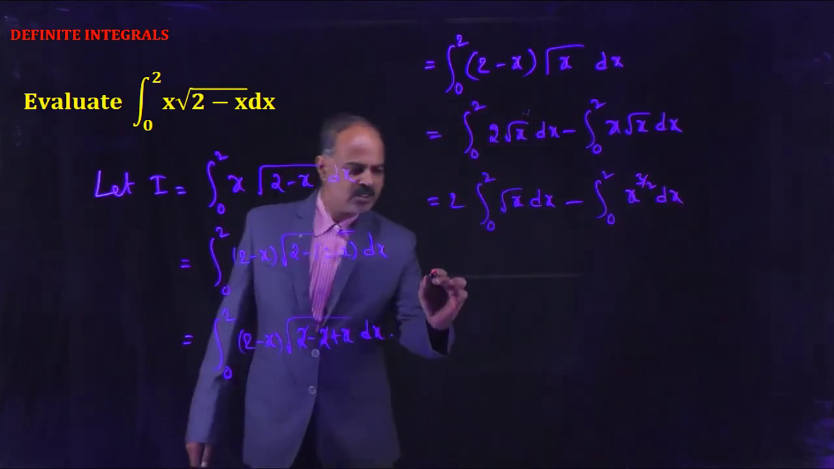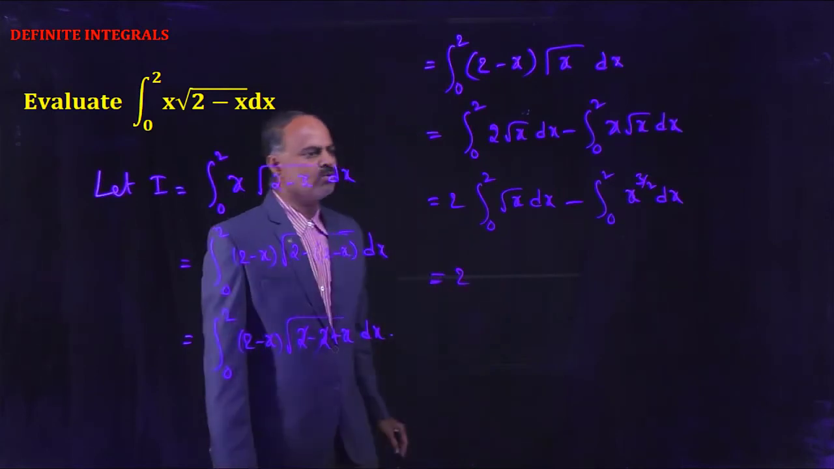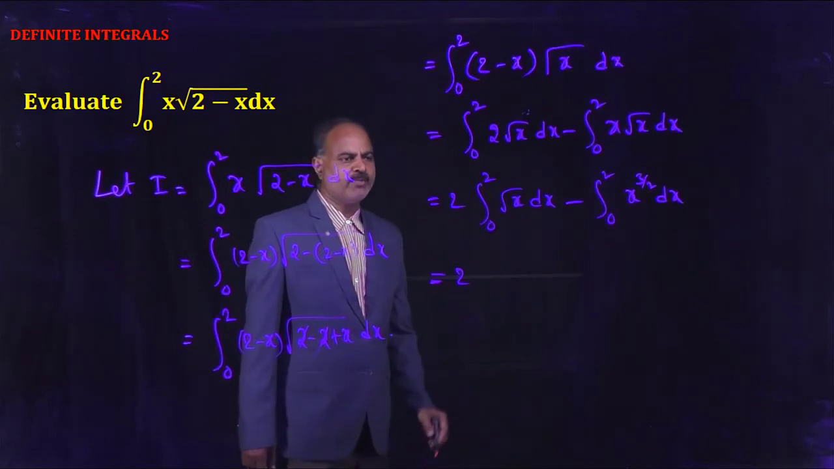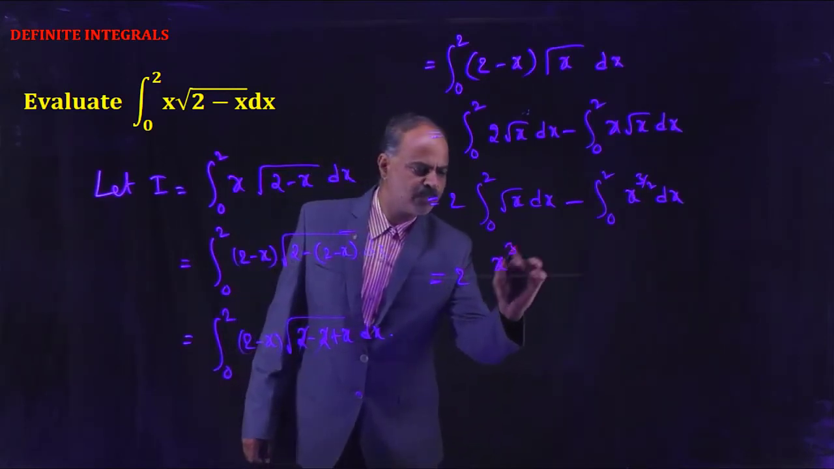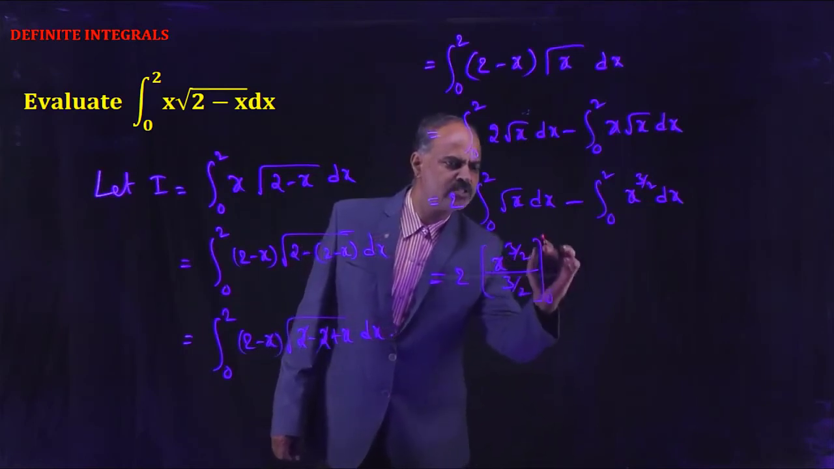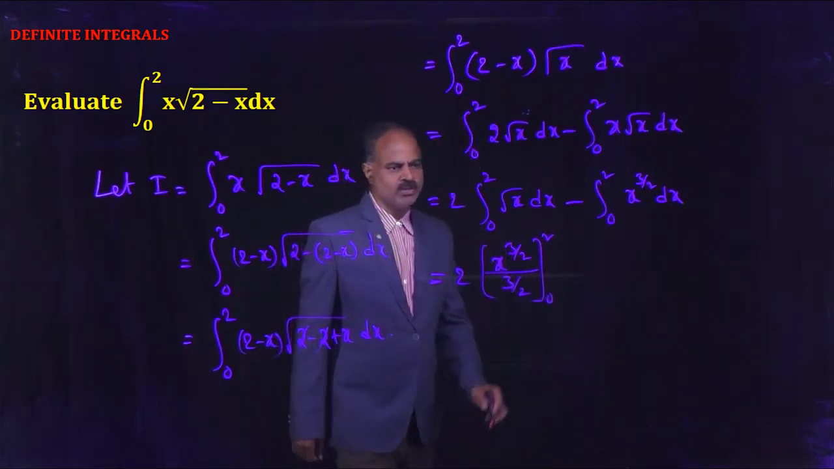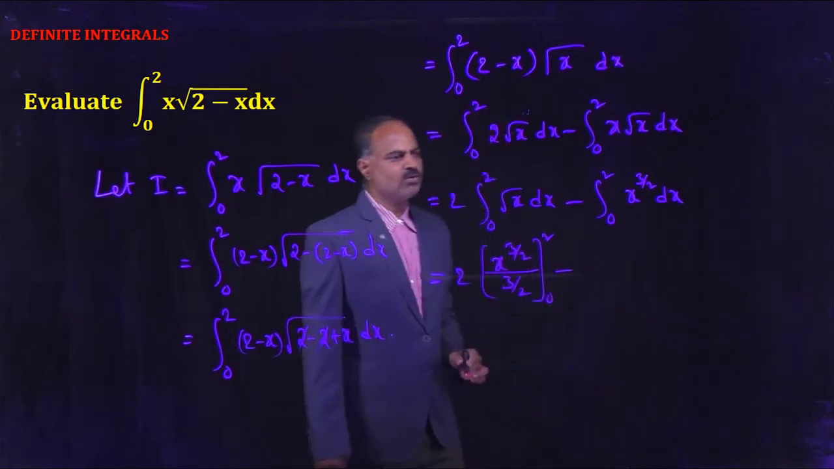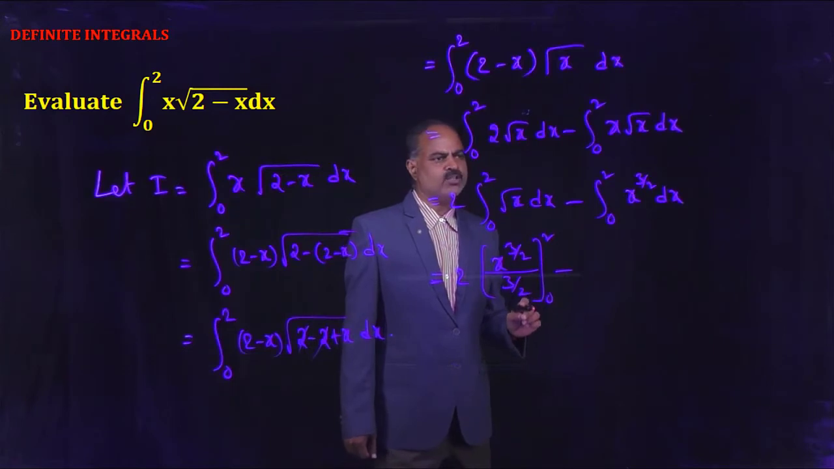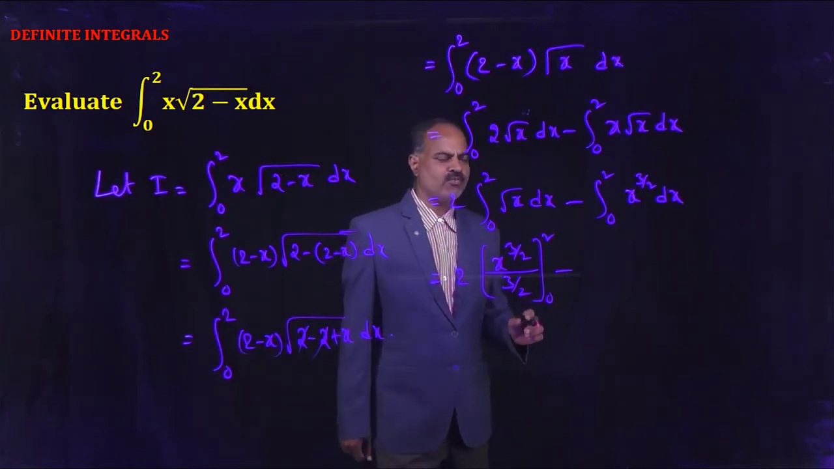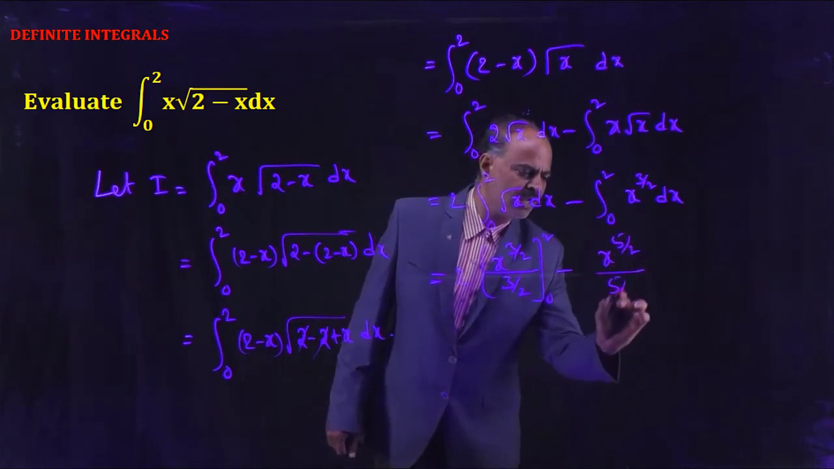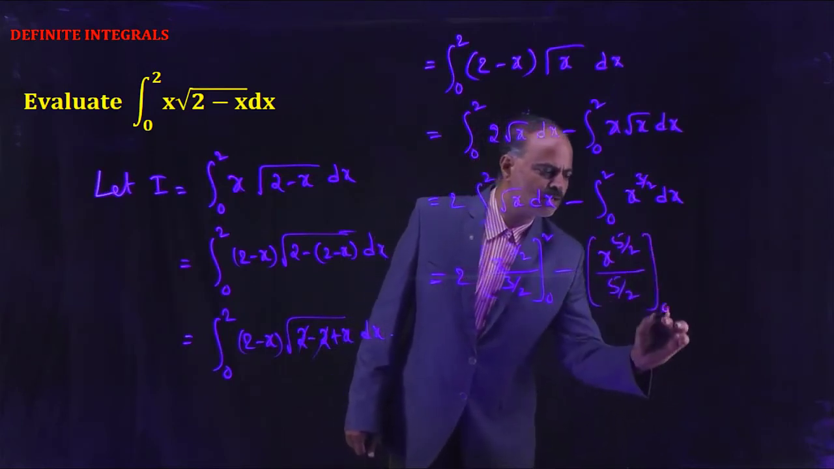Now here we have 2 into integral 0 to 2 root x dx, that is x power 1 by 2 dx, giving x power 3 by 2 divided by 3 by 2, with limits 0 to 2, minus integral 0 to 2 x power 3 by 2 dx. We know that integral x power 3 by 2 dx equals x power 5 by 2 by 5 by 2, with limits 0 to 2.